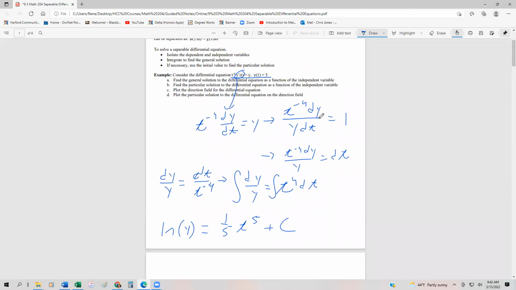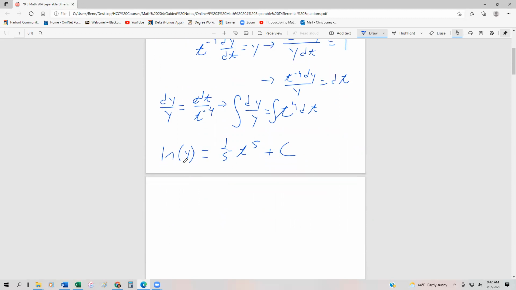Now, to solve this as a function of the independent variable, we have to solve it for y, which means we're going to write this as y equals e to the 1/5 t to the fifth plus c. Now, a trick, especially for those of you that are going to take differential equations, is that we can rewrite this as y equals e to the 1/5 t to the fifth times e to the c, and e is a constant and c is a constant.